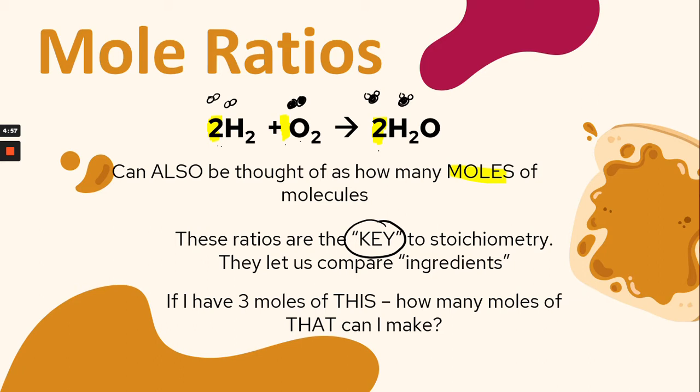So I can start to tell, well, what if I have 3 moles of something? Then how many can I make? What if I only have 2.5 moles of something? Then how many can I make? So this mole ratio is going to let us answer a lot of questions about what's going to happen with our chemical reactions.